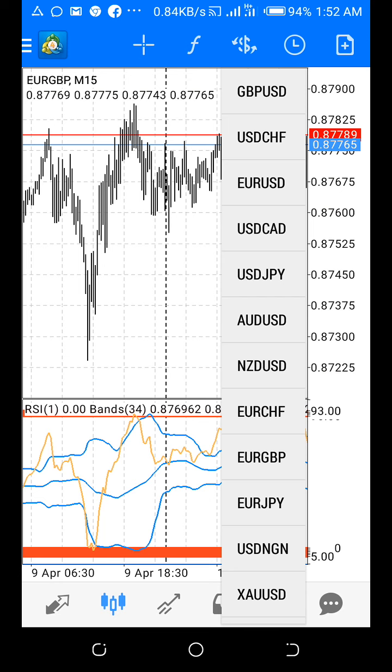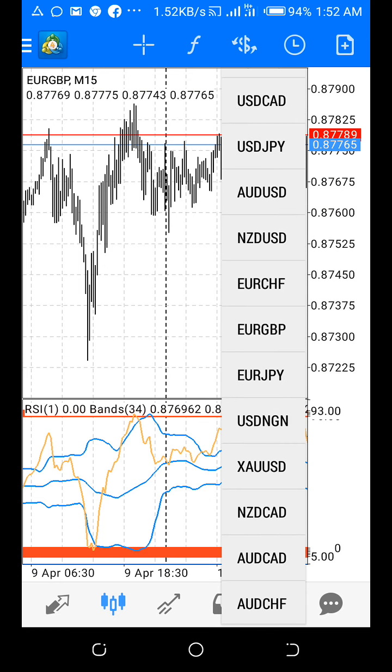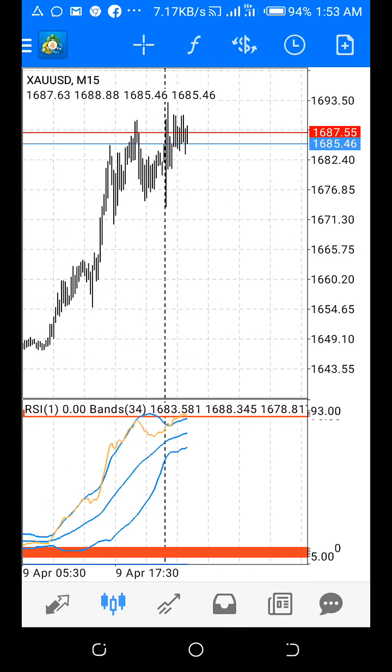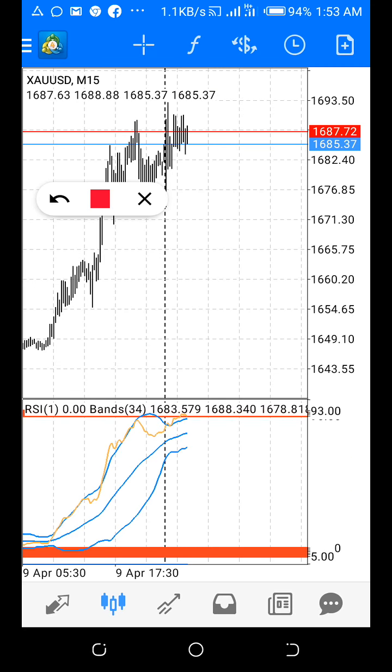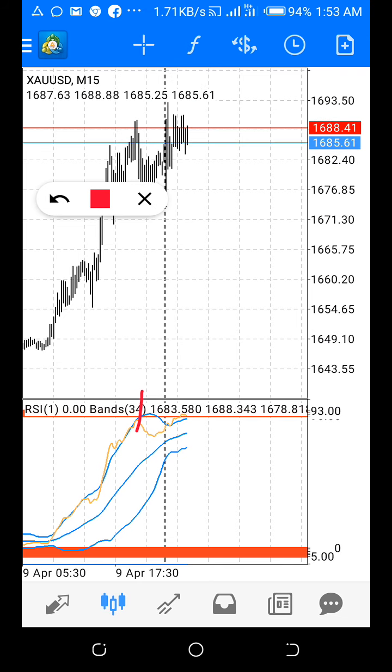Okay, let me use it for gold, something like this. So see this one very well. You will see here that at this place, it doesn't touch the overbought, it doesn't touch it. So anybody that enters here will be deceiving himself.